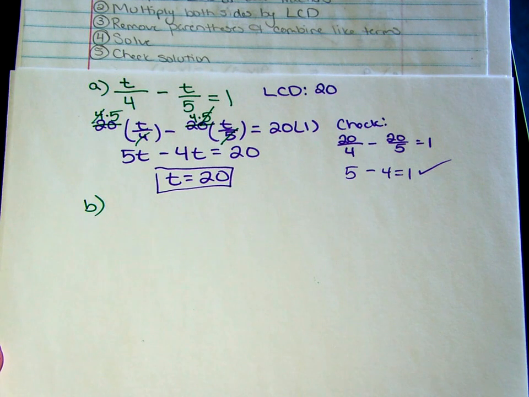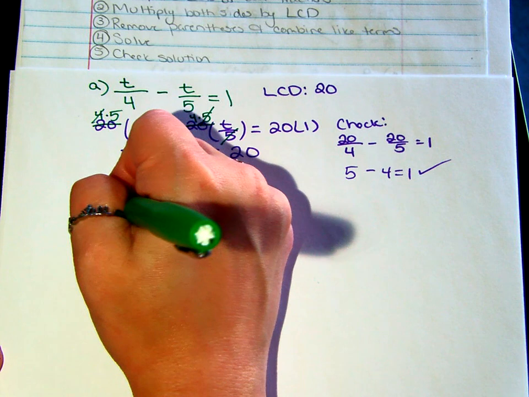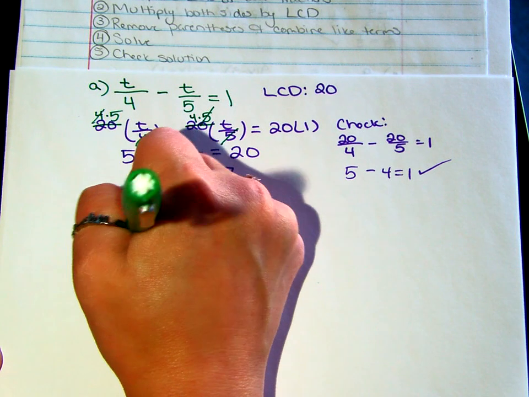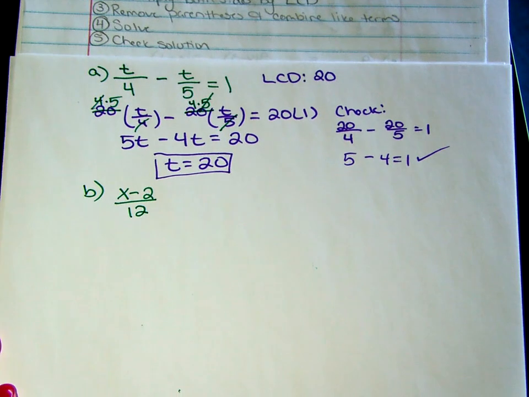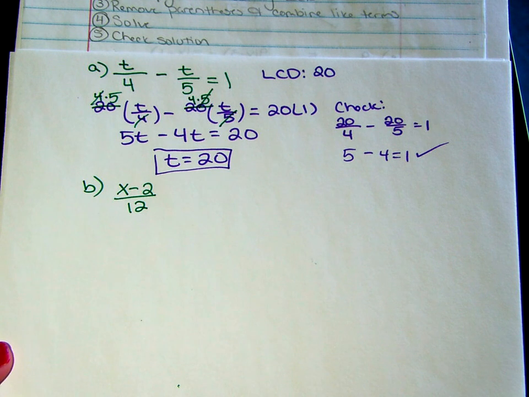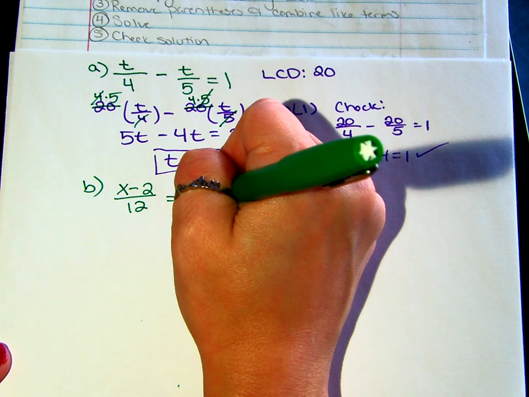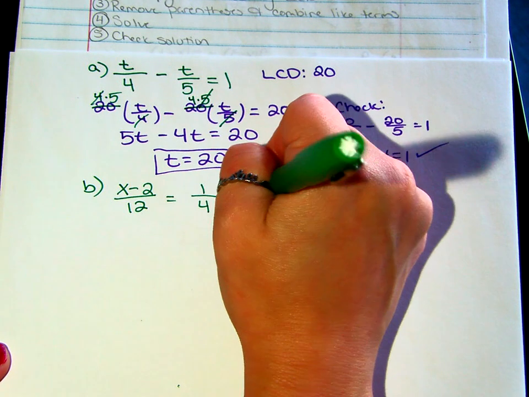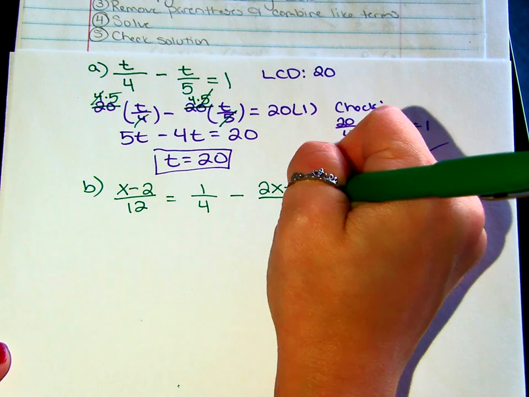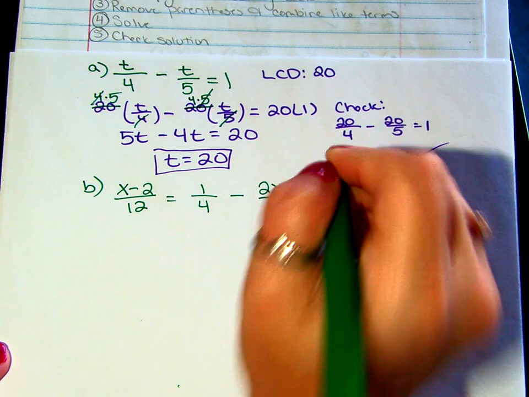For B, we're going to have x minus 2 all over 12 equals 1/4 minus 2x minus 1 all over 3.